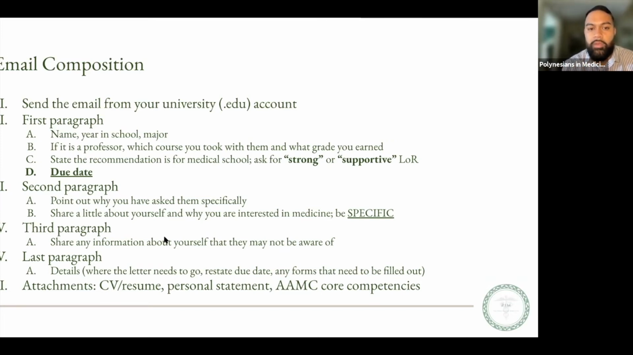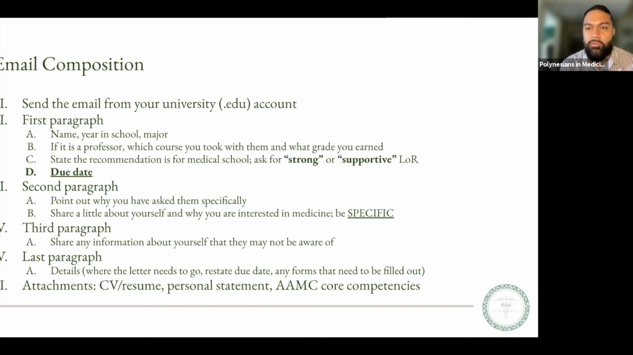And also share a little bit about yourself and why you're interested in medicine. Maybe you've had this conversation with them beforehand and they really know you, but if they don't, just give a brief synopsis of your goals in medicine, and be specific, because like we've been reiterating, you want these letters to be strong letters, and the more specific they are to you and the experiences you've had with this letter writer, the better off you'll be.